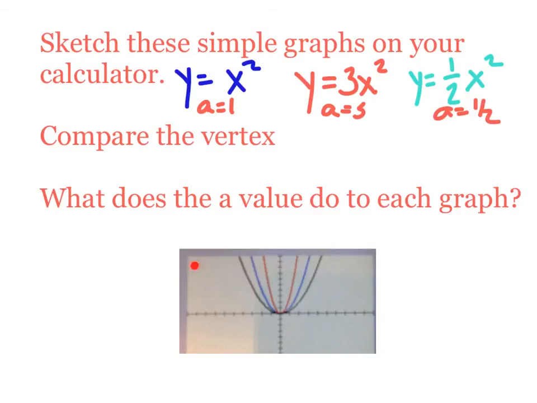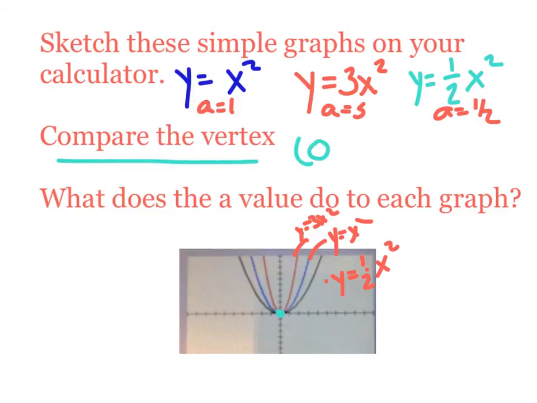So I've inserted my graph here, and my colors are a little off, so let me just be clear. Hopefully yours looks the same. My x squared is actually in blue. My 3x squared is in red. And my 1/2 x squared is in black here. So you notice that a value does change some things, but it doesn't change everything. For example, compare the vertexes. What do you notice about all the vertexes? Well, there wasn't a shift, so everything is centered at the origin (0, 0).